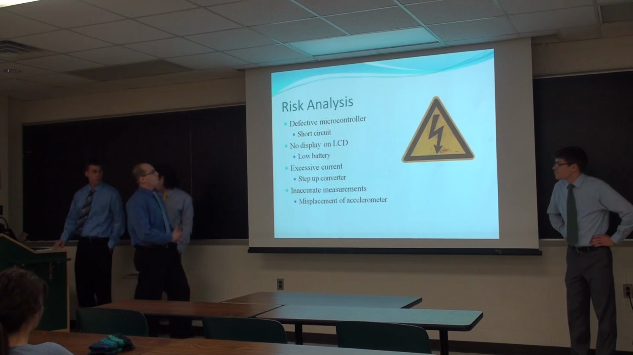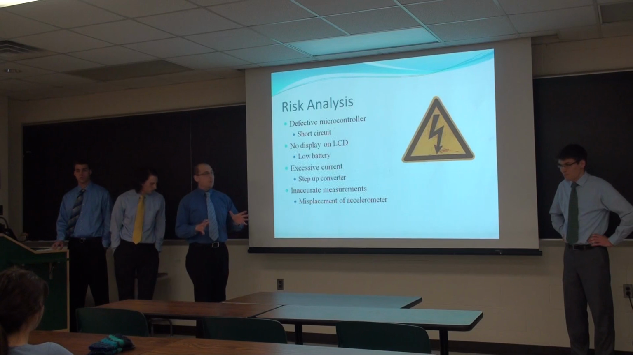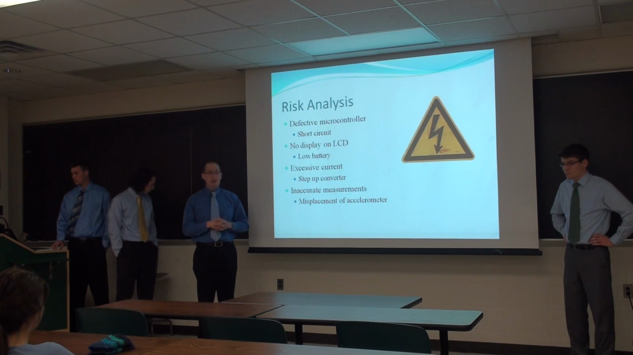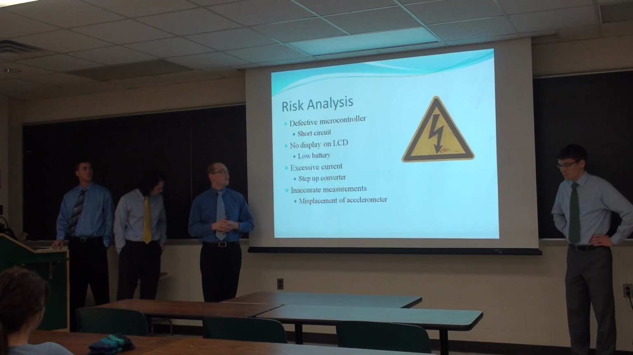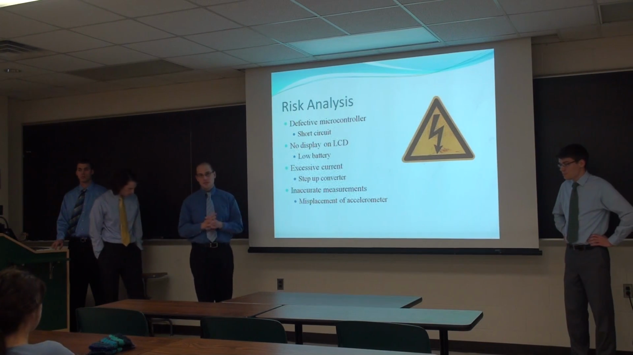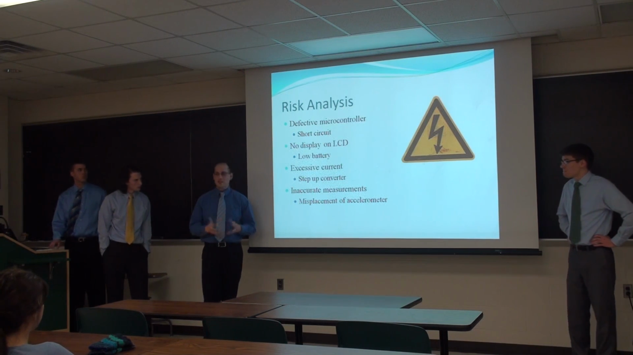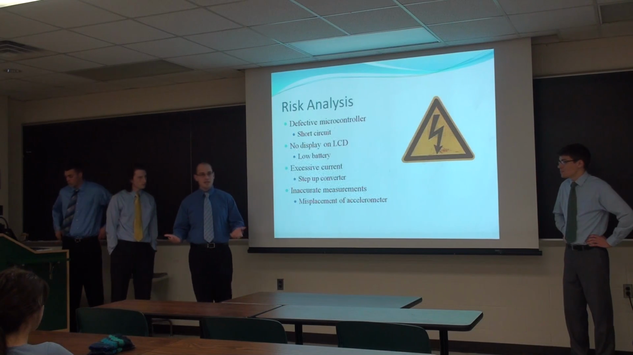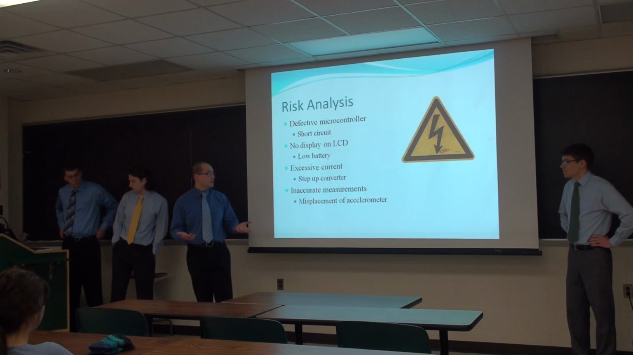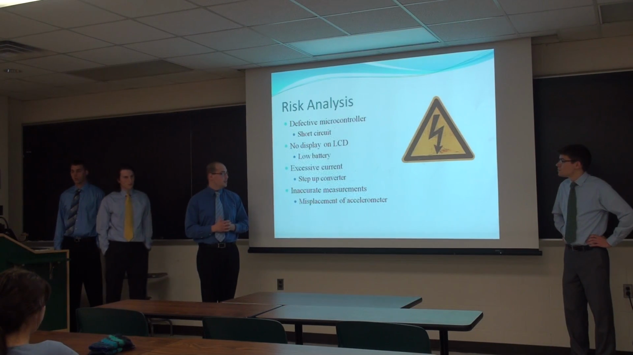Right. We figured out that the final G meter could have 4 main risks. We ended up having 2 low and 2 high risks. The first risk is a defective microcontroller. This would be a high risk because we could have a short circuit. You'd have to send the product back and have it fixed. Next, no display on LCD. As we keep mentioning, we have a 30-day window. So if it's past 30 days, if anything's wrong with the screen, it's probably because it has low battery. So it's a low risk, easily fixed.